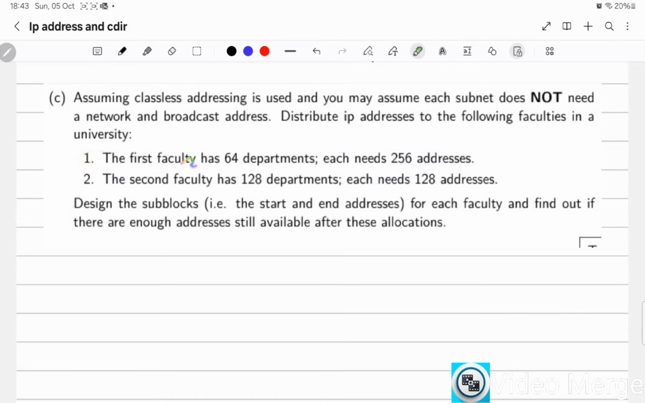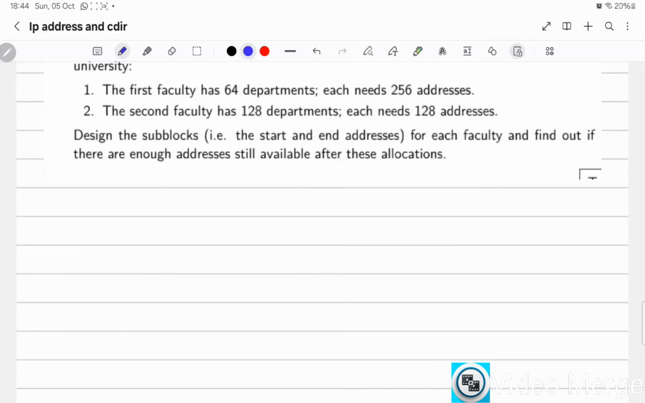The first one says the faculty has 64 departments, and each department needs 256. So this department is the same as a customer, if you want to look at it like that. And then each customer needs 256 addresses.